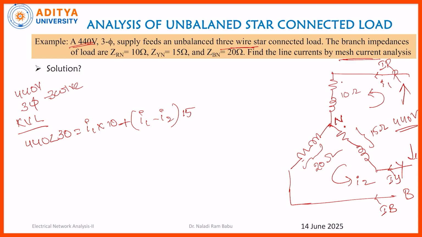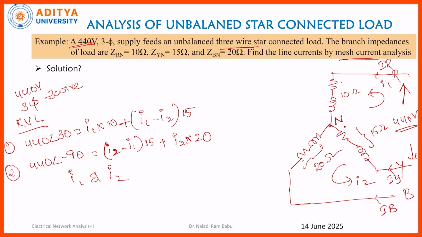Now I am writing for loop 2. This is for loop 1 and this is for loop 2. Now for this it will be 440 at an angle of minus 90 degrees is equal to I2 minus I1 into 15 plus I2 into 20. So with the help of scientific calculators we will be solving these values and getting the values of I1 and I2.